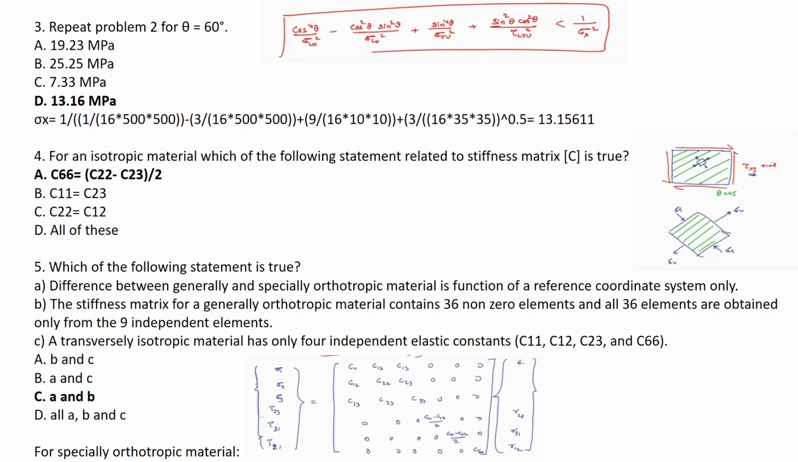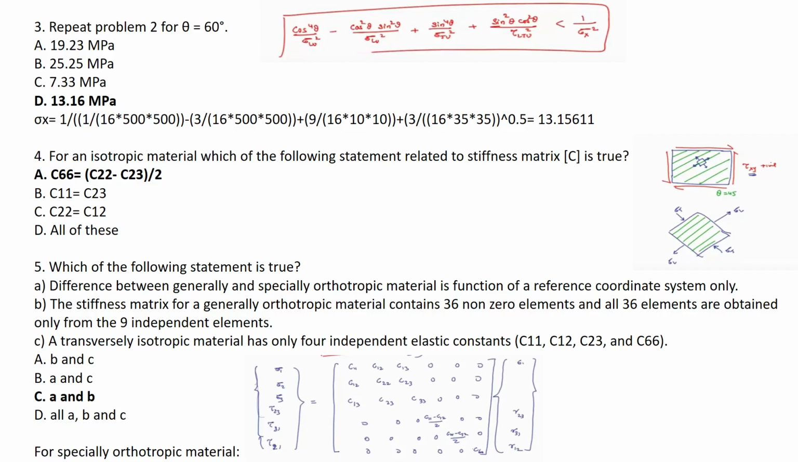And these 36 elements, as illustrated in this matrix, are for a specially orthotropic material. So obviously there would be some zeros here, but for generally orthotropic, most of the elements have definite values and zero is not present in this matrix. Sir has explained this in his lectures. So we can say that 36 non-zero elements would definitely be present, and they would all depend on 9 independent elements. Like we have done for 2D matrices, the similar would be done for 3D matrices, and you'll find that they depend only on 9 independent elements.